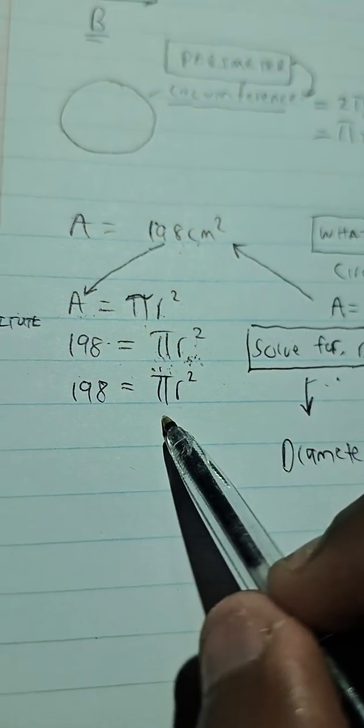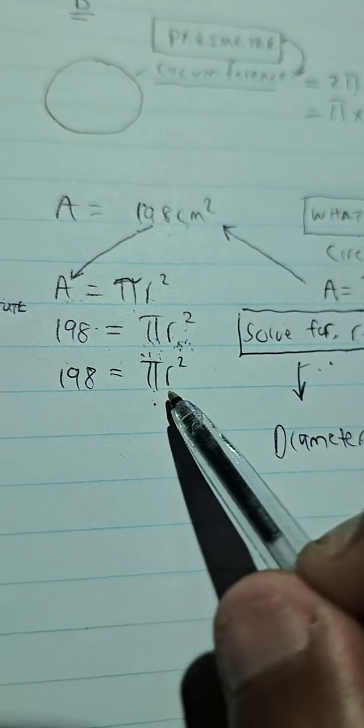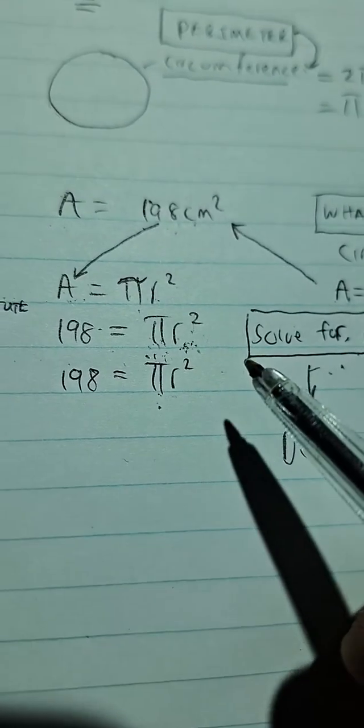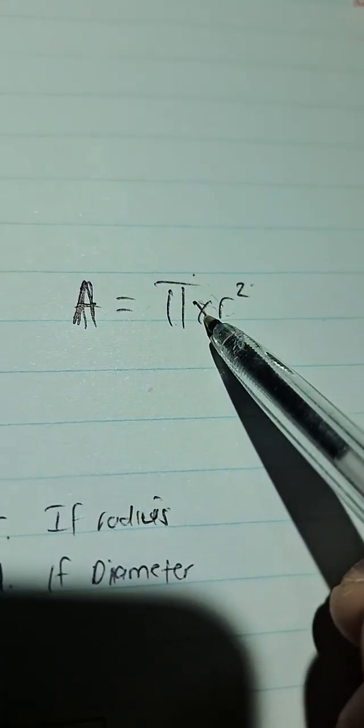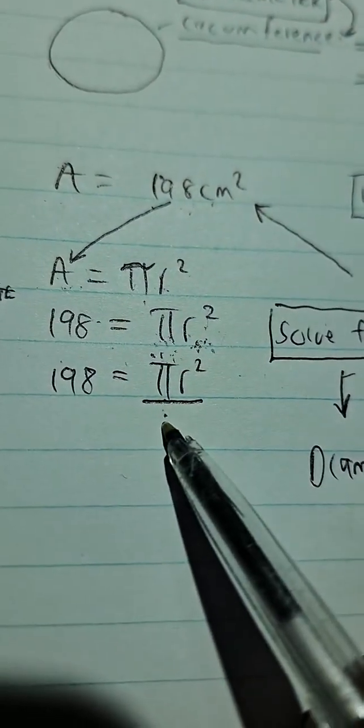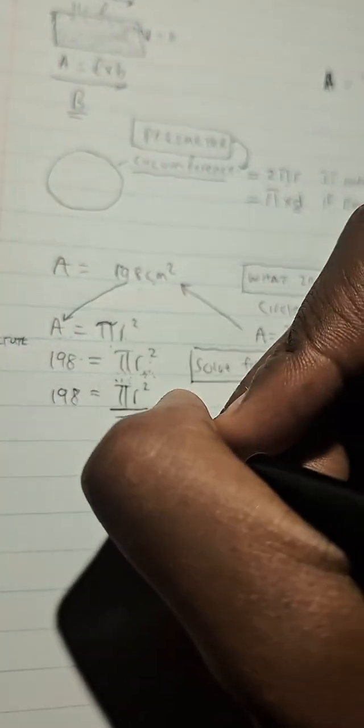Pi needs to go. So what do I do to the right hand side to get rid of pi? I am going to divide. The opposite operation of multiplying is to divide, but I'm going to divide by pi. But what I do on the right, I need to do on the left hand side.